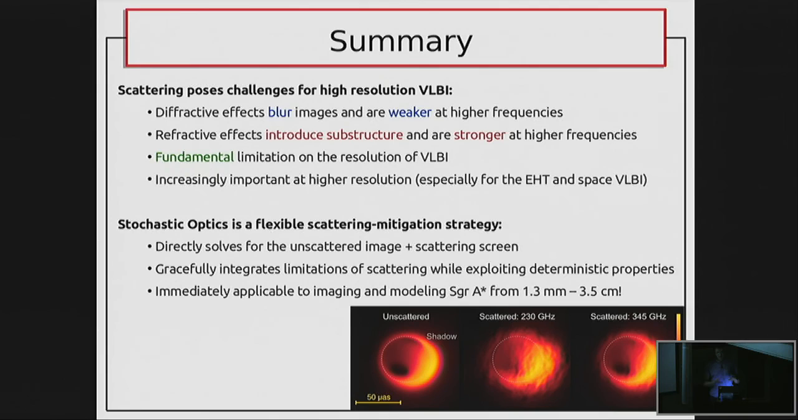Another interesting thing is scattering can actually enhance the signatures of variability. Previously, it was thought that scattering would just blur out all the small-scale stuff that's happening maybe at 3 centimeters, but actually this substructure preserves that signature, and so we might be able to see it once we add ALMA in the spring.